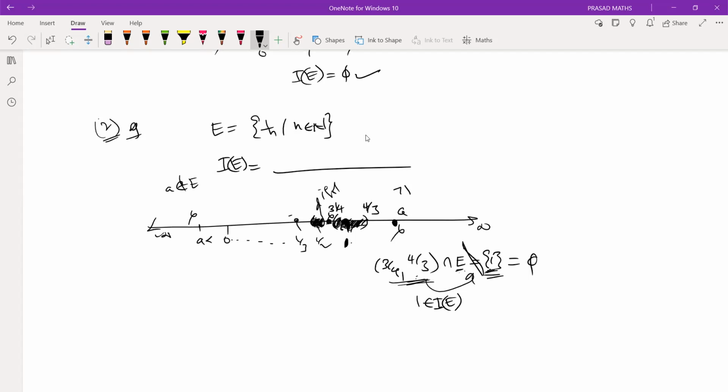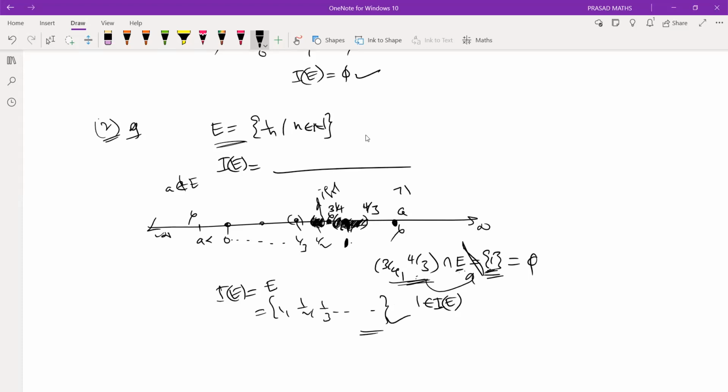Is 1/3? Yes. Is 1/4? Yes. Is 0? No, because 0 is a limit point, and in fact, it does not belong to set E. Okay. So, what are my isolated points of E? What are my isolated points of E? E only. Every point you take is an isolated point.